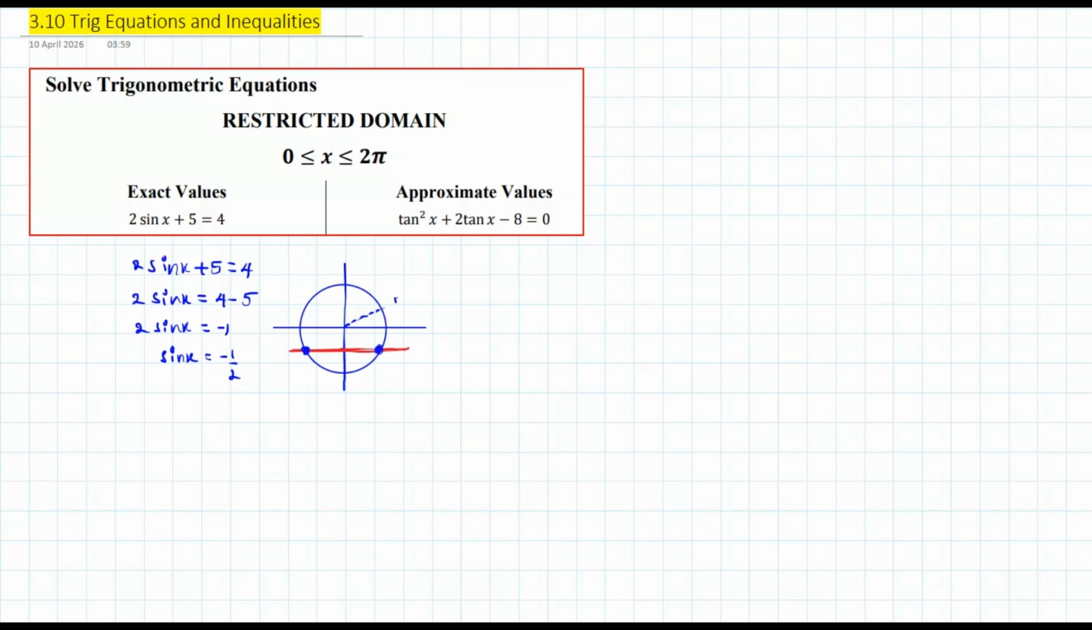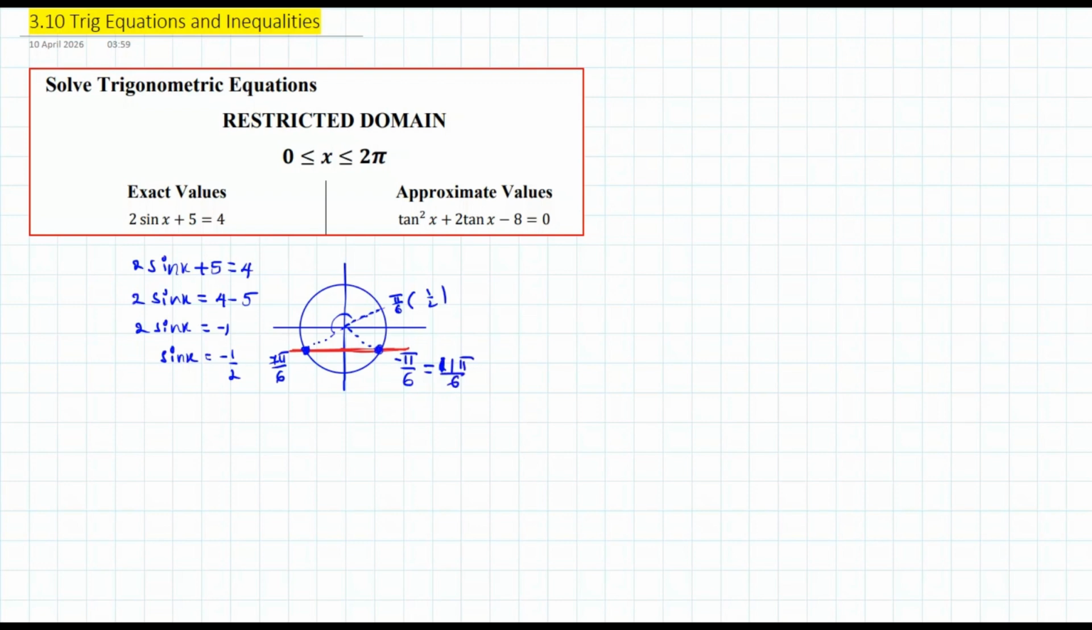Let's take a reference angle. In the first quadrant, sine of 30 degrees, that is pi over 6, is 1 half, right? So this one angle is negative pi over 6, and this one is pi over 6 plus pi, so that is 7 pi over 6. This one is 7 pi over 6.